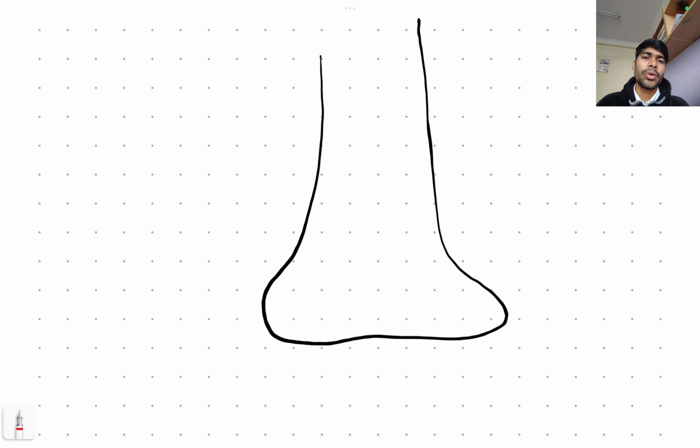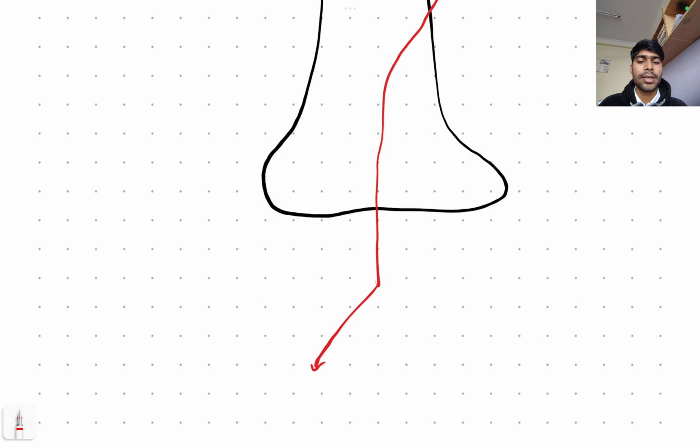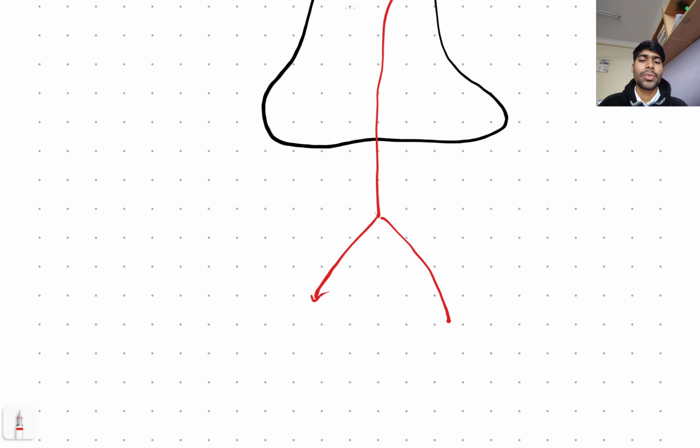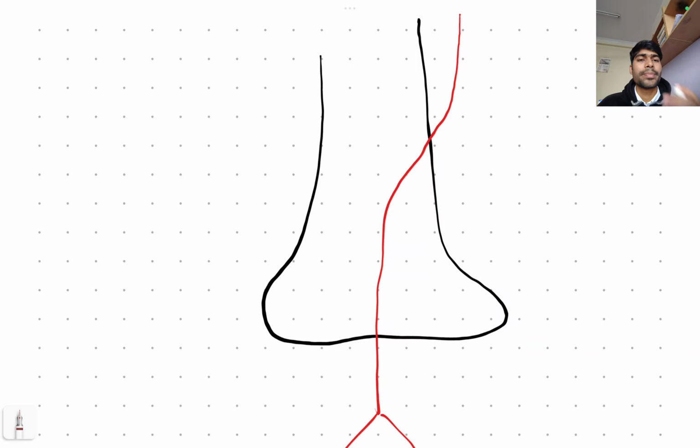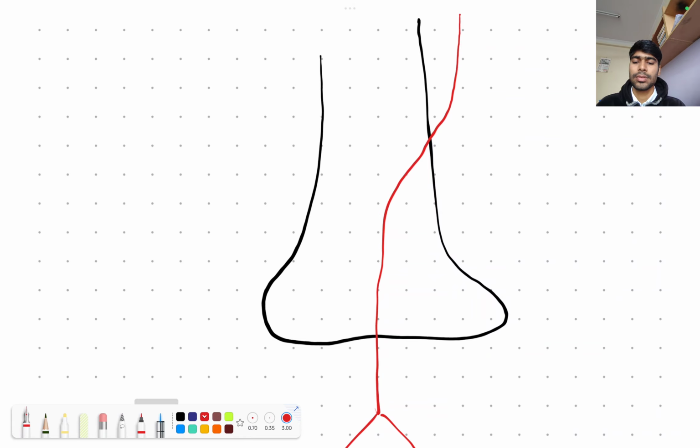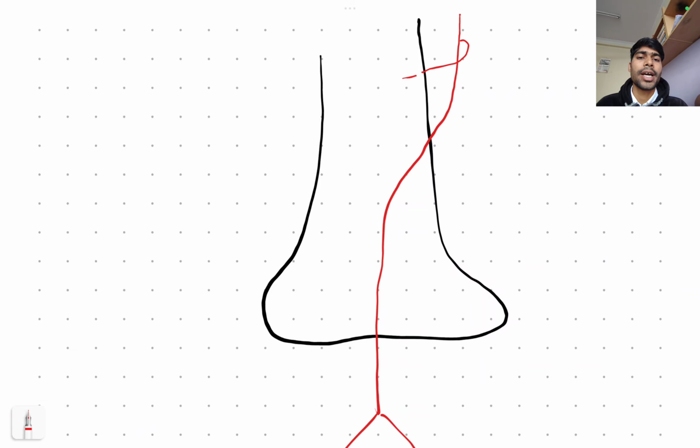Then, we already know that there is the brachial artery, and that brachial artery gives two branches, that is the radial artery and the ulnar artery. Then this brachial artery gives one more branch, that is the profunda brachii artery. And the profunda brachii artery gives two branches: this one is the anterior branch, and then one more branch in the middle, that is the posterior descending branch.